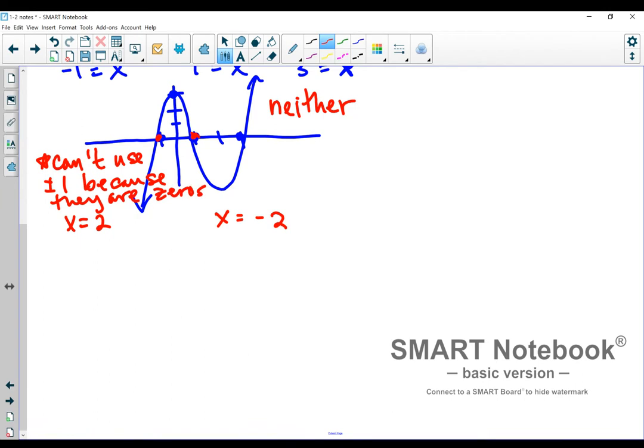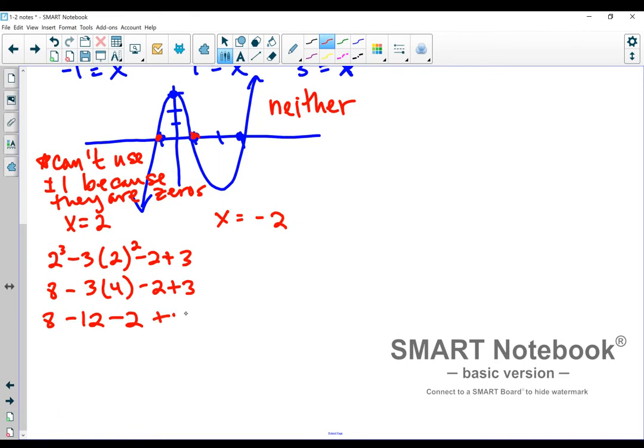So when x is 2, my function is going to be 2 cubed minus 3 times 2 squared minus 2 plus 3. We're just going back to that original function and putting in 2. So this would be 8 minus 3 times 4 minus 2 plus 3. That's 8 minus 12 minus 2 plus 3. So 11 minus 14, negative 3.